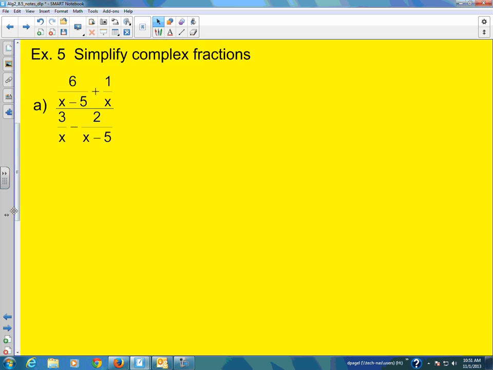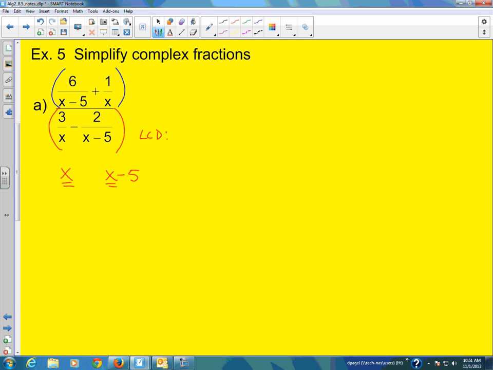Here we'll try method 1 on this, where we're working solely with numerators. So I'm going to work up here and find an LCD, and then we're going to work here and find an LCD as well. All right, down at the bottom, the LCD of x and x minus 5. There's nothing in common. Now this is a little tricky. x and x minus 5. This x and this x.